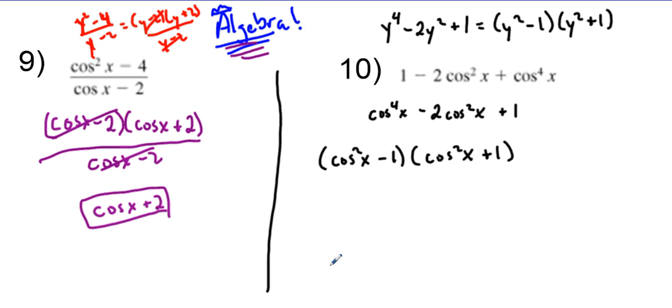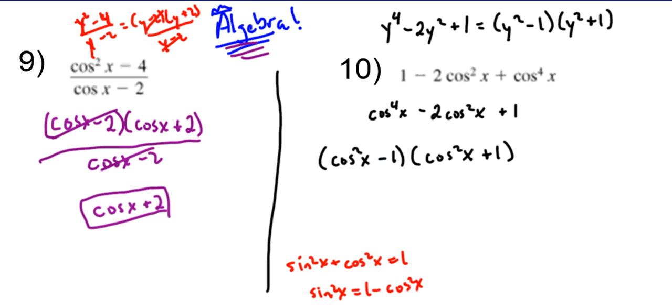Now from here, we have to know our fundamental trig identities because one of these is probably one that we can simplify and get rid of. We might be able to simplify because we know sine squared of x plus cosine squared of x equals 1. So we know that sine squared of x equals 1 minus cosine squared of x.